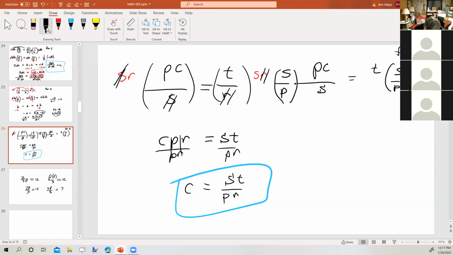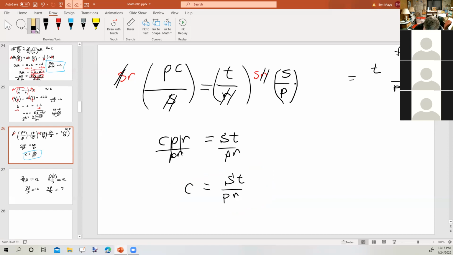Okay, what did I do here? Wait, we're solving for P, aren't we? Yeah, I've messed myself up here trying to show you a fancy way of doing it. Would it be C over S? Hang on.